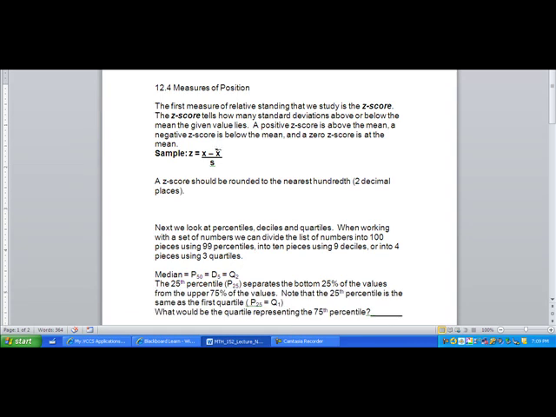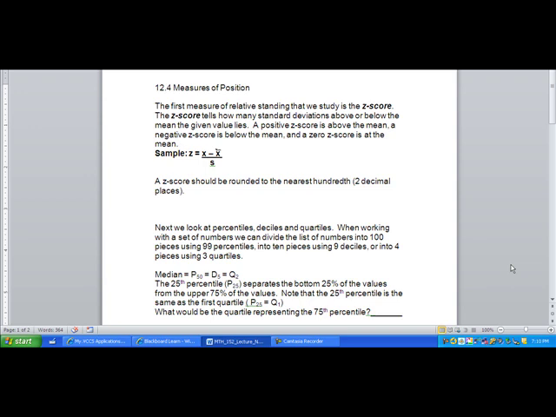It's x minus the mean, the data value minus the mean, divided by the standard deviation. And you should round that to the nearest hundredth when you're calculating, so a z-score should be rounded to 2 decimal places. To find the z-score for a data value, we take the data value minus the mean of the sample and then divide it by the standard deviation of the sample. That's going to tell us how many standard deviations above or below the mean our value is located.